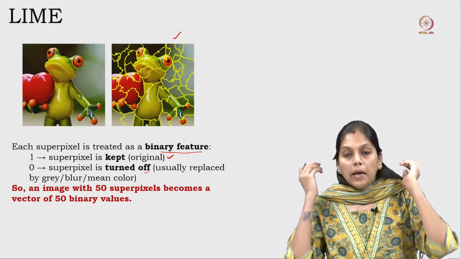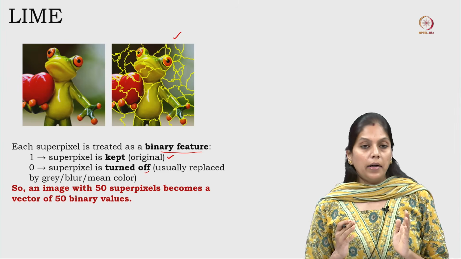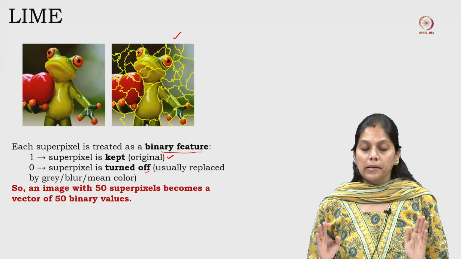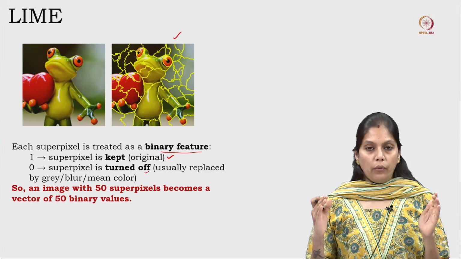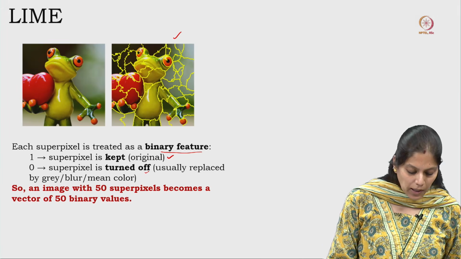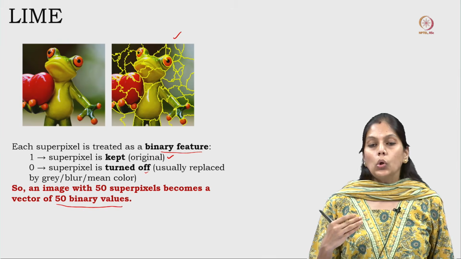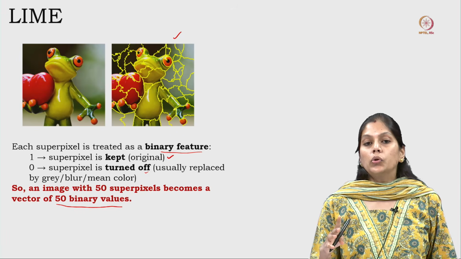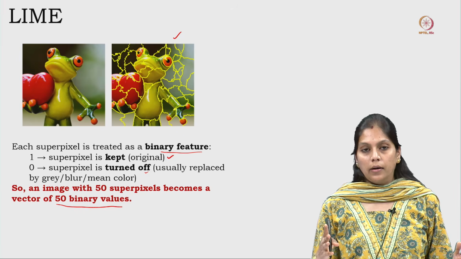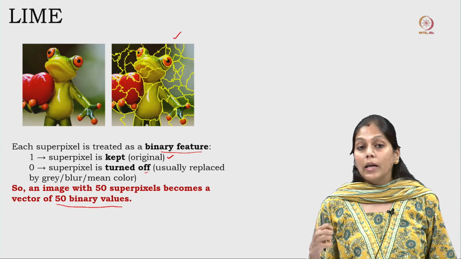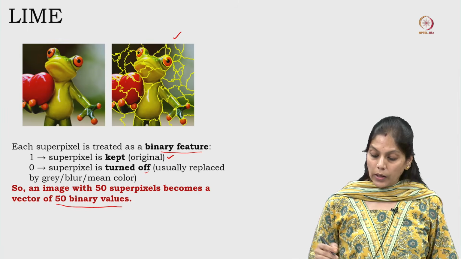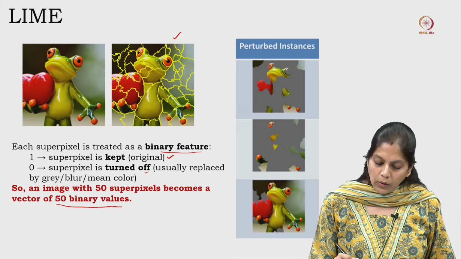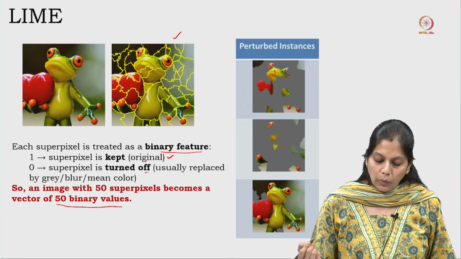So, if an image is divided into, for example, 50 superpixels, then we will have a vector of length 50 binary values. Those superpixels which are kept will get the value 1. Those superpixels which we are not keeping, we are not using, will get the value 0. You can see here, this is one example where you have kept this superpixel, so you will get the value.